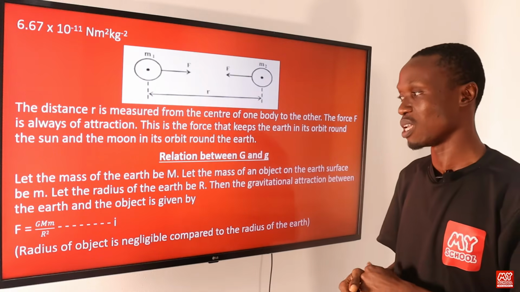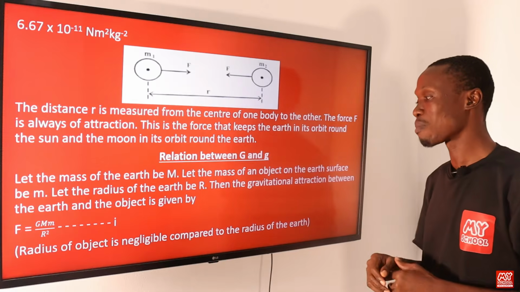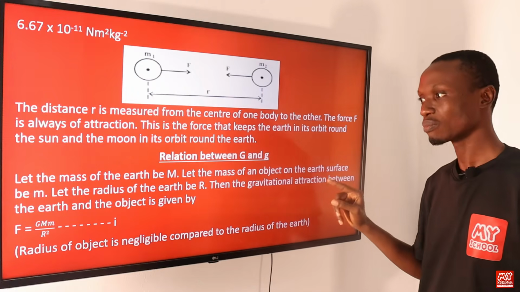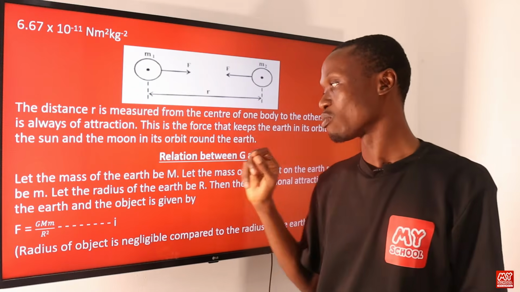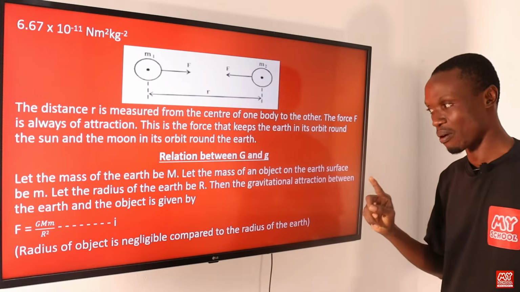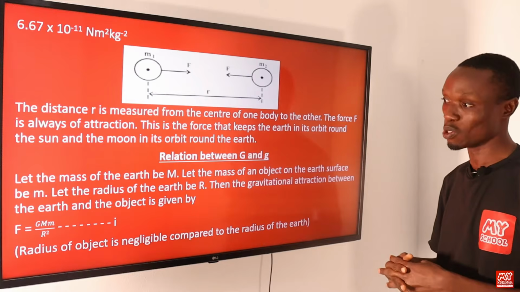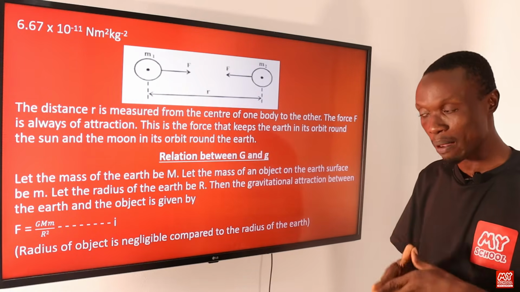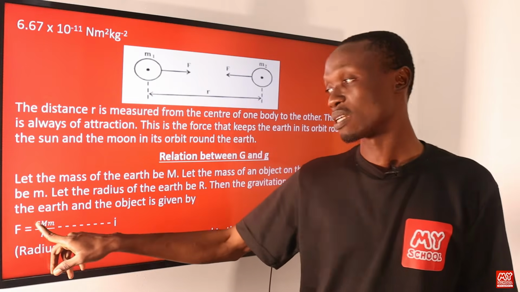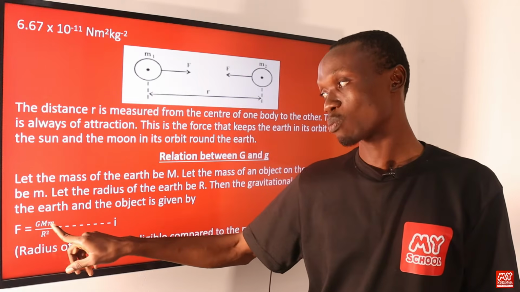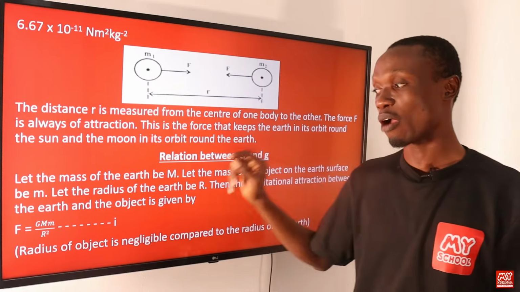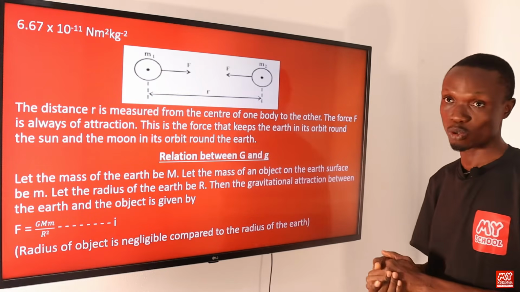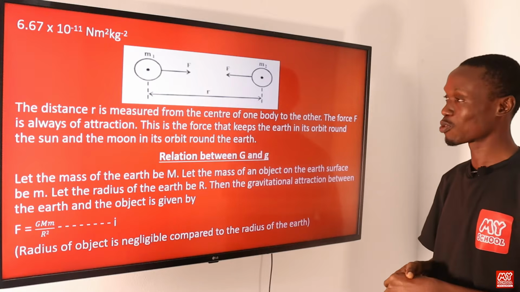Let the mass of the Earth be capital letter M, and let the mass of an object on the Earth's surface be small letter m. Let the radius of the Earth be capital letter R. Then the gravitational attraction between the Earth and the object is given by F is equal to G M m all over R squared. Now, the radius of the object is negligible compared to the radius of the Earth. Let's move to the next slide.